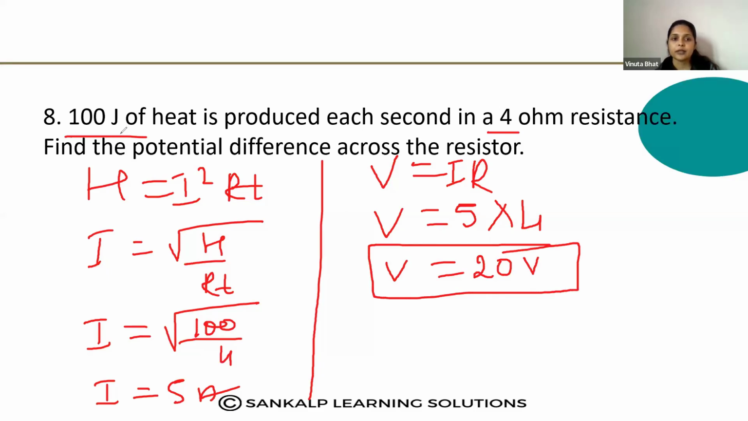First you have to note down the given data: the value of H is equal to 100 joules, T is equal to 1 second and R is equal to 4 ohm. Then use V is equal to IR. First find the value of I, which is not known, then find the value of V. So that is the correct answer.